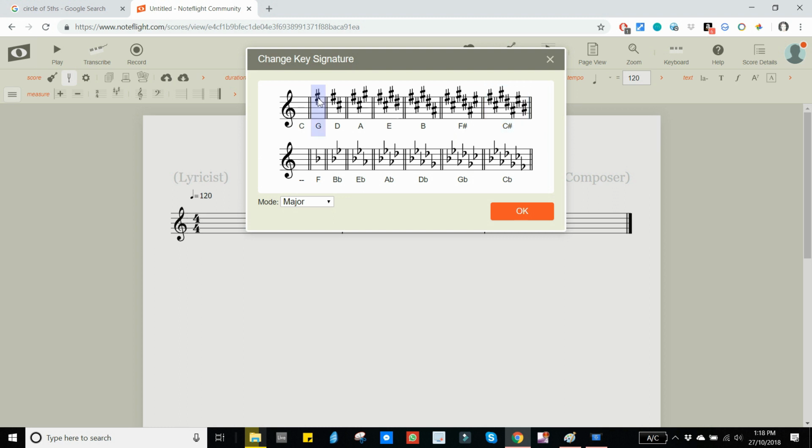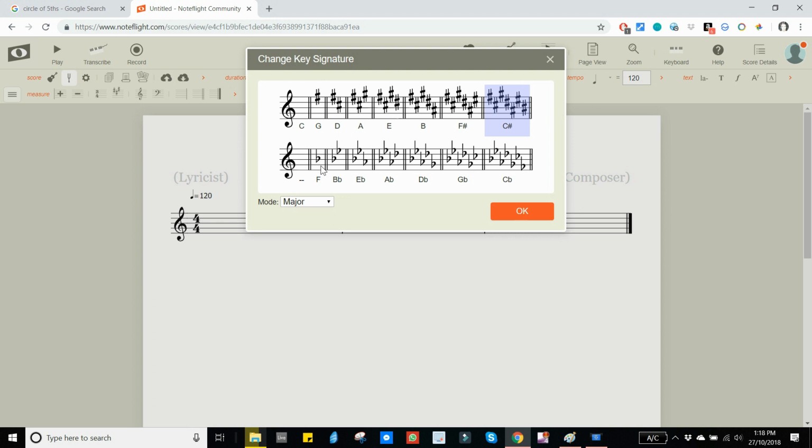We've got F sharp in the key signature for G major, and then D major is F sharp and C sharp. A major is F sharp, C sharp and G sharp. E major, F sharp, C sharp, G sharp, D sharp. So this order of the sharps doesn't change as we keep going along, right up until C sharp major, where we have F sharp, C sharp, G sharp, D sharp, A sharp, E sharp and B sharp. So that's the order of the sharps.